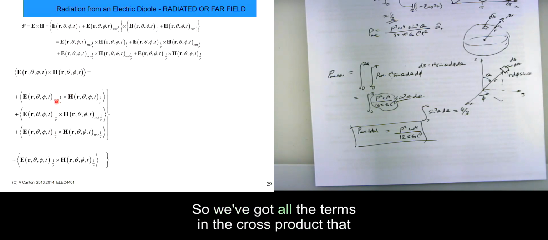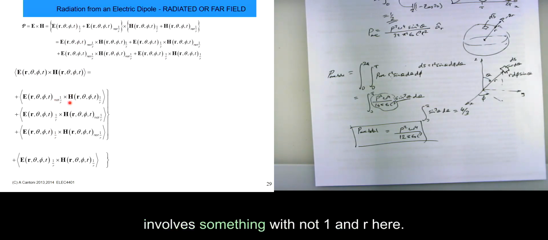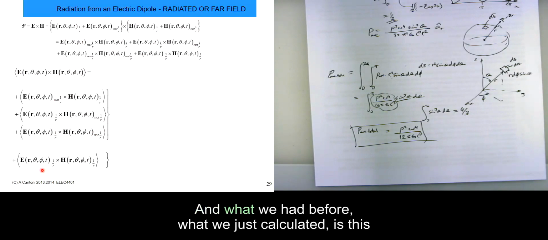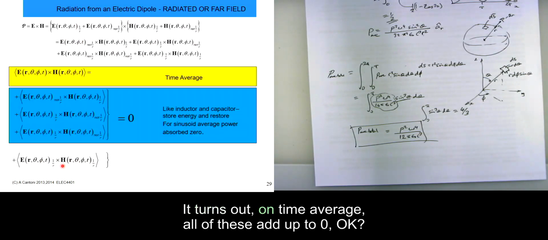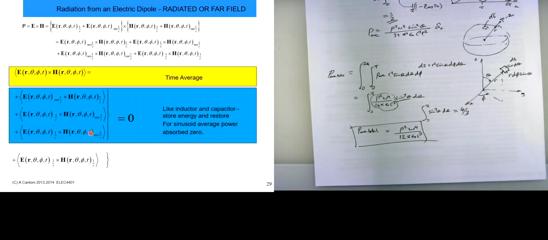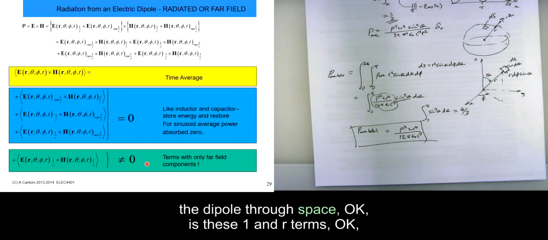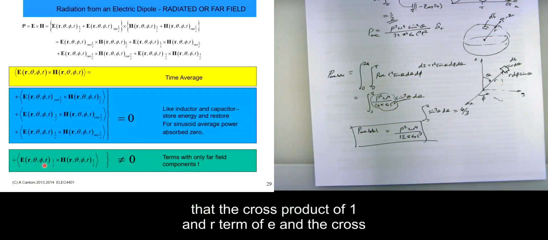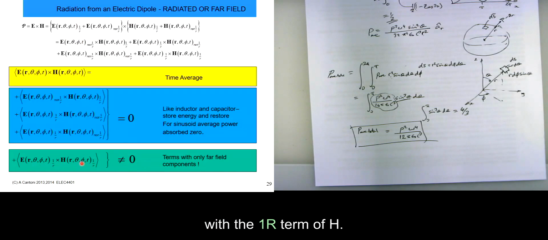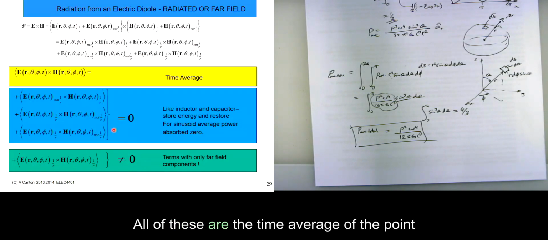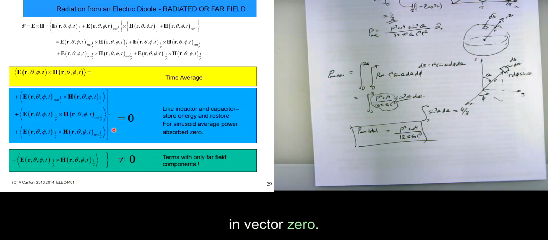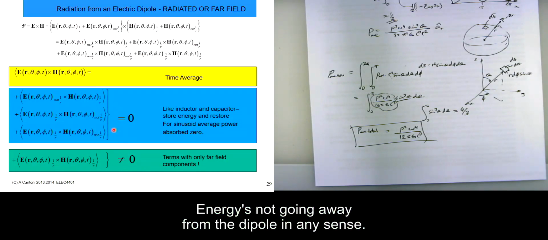So we've got all the terms in the cross product that involve something with 0/R here, and what we had before. What we just calculated is this term here. It turns out when we take the time average, all of these add up to 0. The only thing that transports energy away from the dipole through space is these 1/R terms, the cross product of the 1/R term of E with the 1/R term of H. All of these, the time average of the Poynting vector is 0. It's like an inductor or capacitor; they don't dissipate any energy. Energy's not going away from the dipole in any sense.